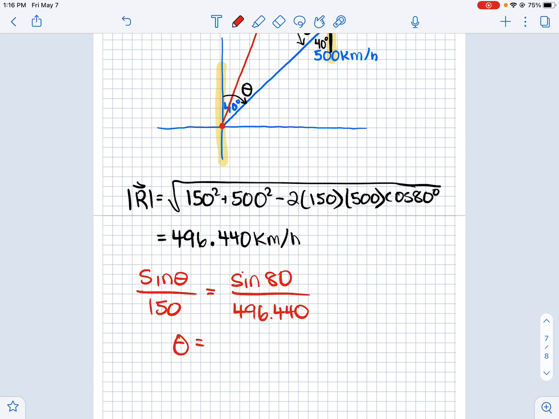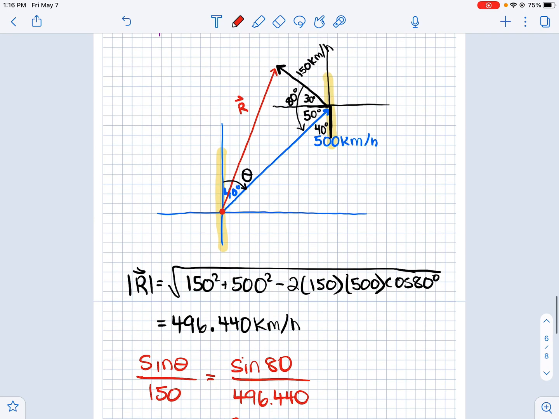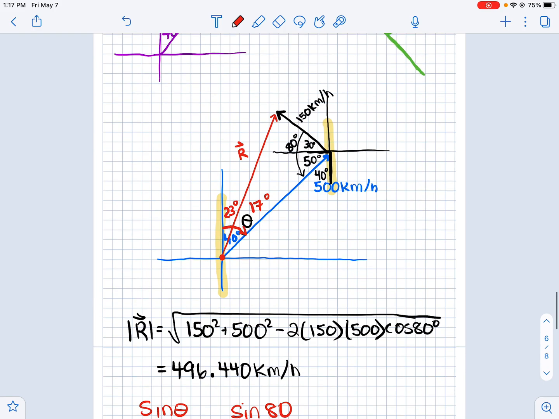And I don't have my calculator. I think it's about 17. But I just need to calculate it. It's cutting into my time. Sine 80 over 496.440 times 150, inverse sine. Yeah, 17. So that's 17 degrees in here. And since I know this whole angle is 40, I can do 40 minus 17 to get this angle, which is 23. Sorry about this ridiculous noise in my house.